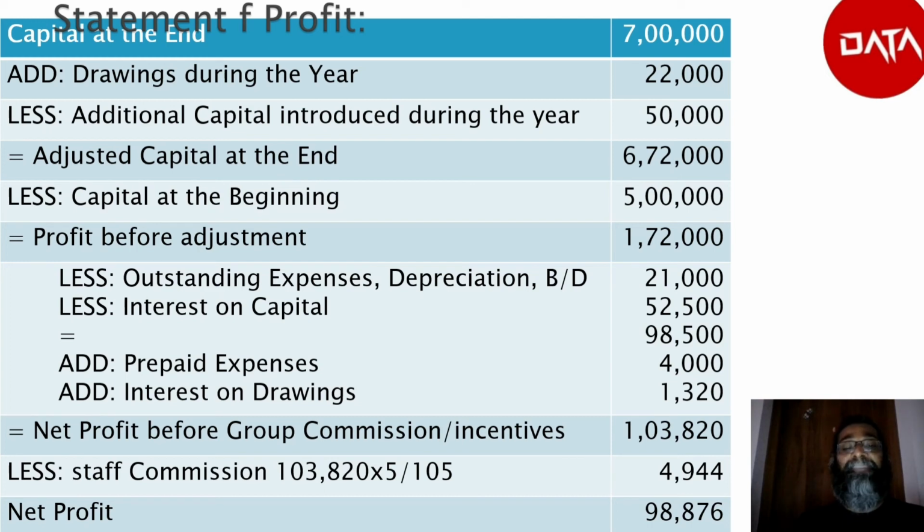1,03,820. Now the staff commission has to be calculated at the rate of 5% after charging this commission. Therefore, we have to assume that this 1,03,820 is 105%, 5 value, 105 value. And what is the 5%? Therefore, the 5% is equal to 4,944. Therefore, the net profit in this case is 98,876. Hope this computation is clear.